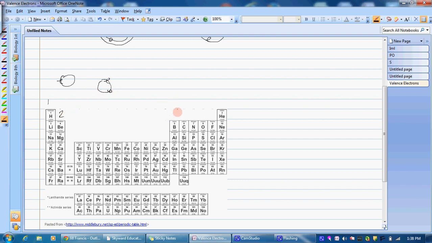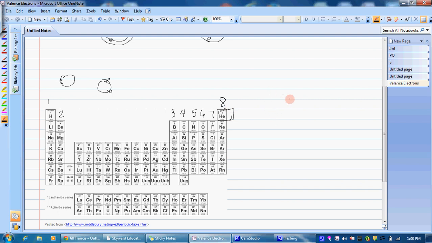When we get to group 13 over here, there's 3 valence electrons. Then there's 4, 5, 6, 7, and 8, all except for helium. Helium's kind of an exception to the rule. Okay, it only has 2.